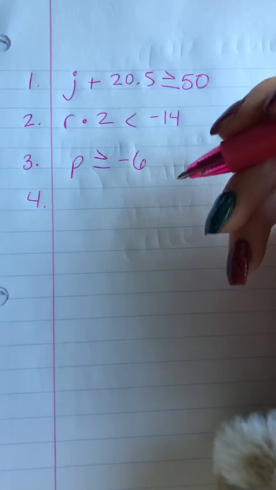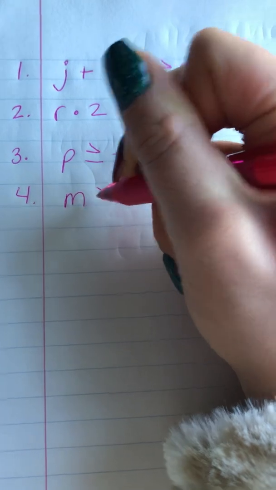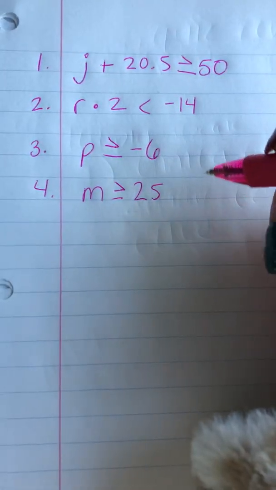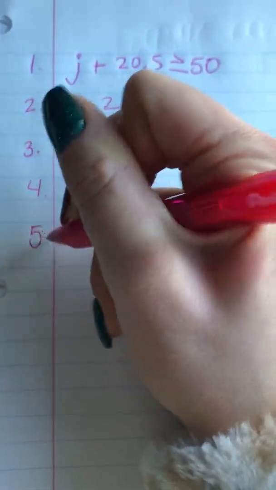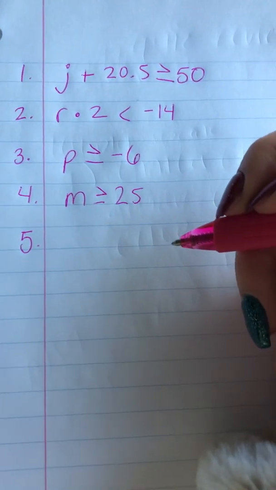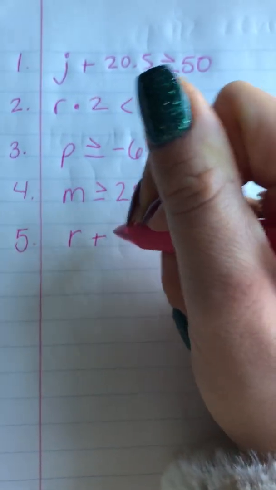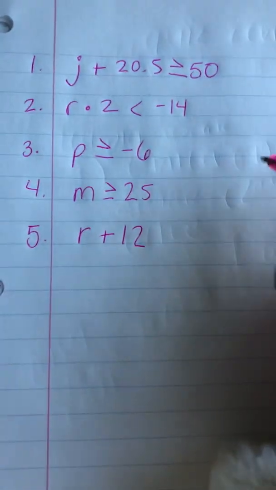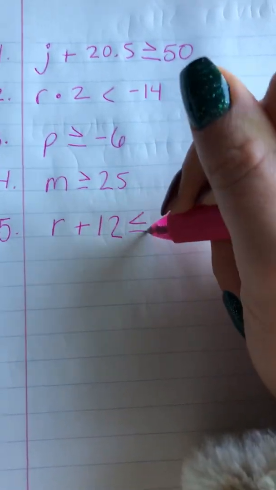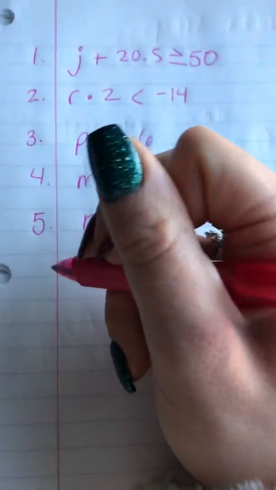Number four, a number M is at least 25. If it's at least 25, it can be equal to 25 or it'll be bigger. So it's greater than or equal to. Number five, a number R added to 12 is no more than 10. So you could do R plus 12 or 12 plus R, it won't matter. If this is no more than 10, it can be equal to 10 or it'll be less than, but it's not going to be bigger than, so it's less than or equal to.